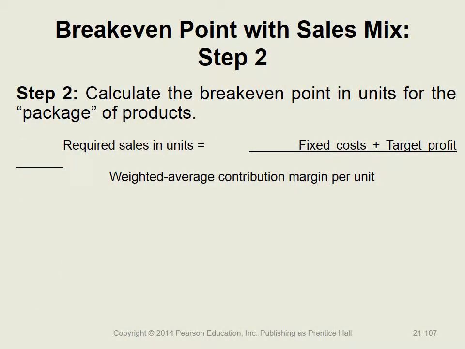Step 2 is to calculate the break-even point in units for the package of products. To do this, we use the same break-even formula we've used before, but dividing by the weighted average contribution margin instead of the contribution margin per unit. The result is a break-even point of 1,000 units.